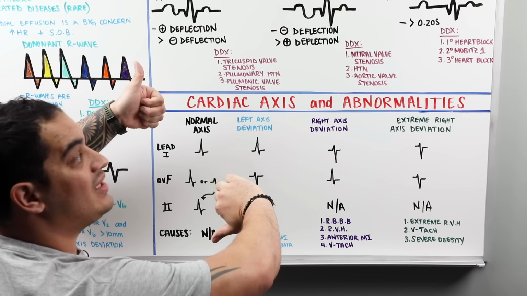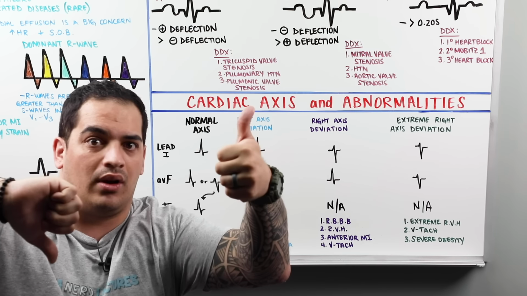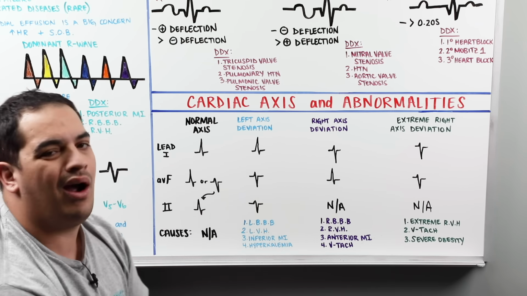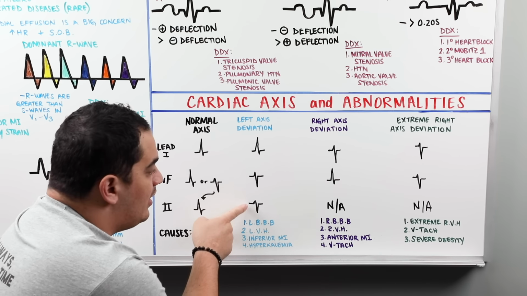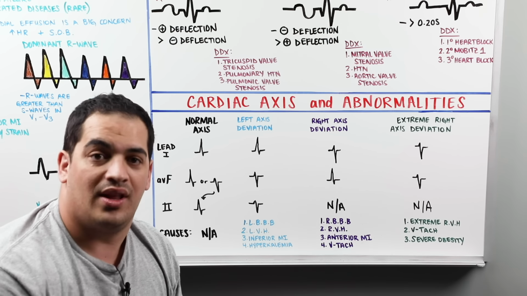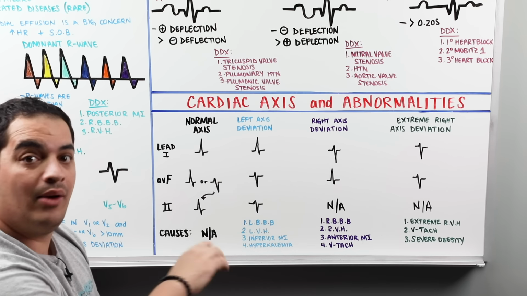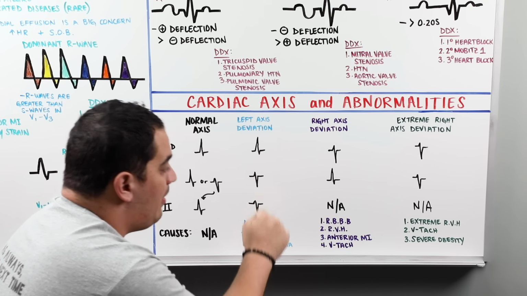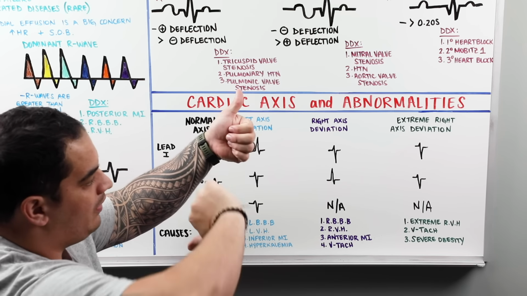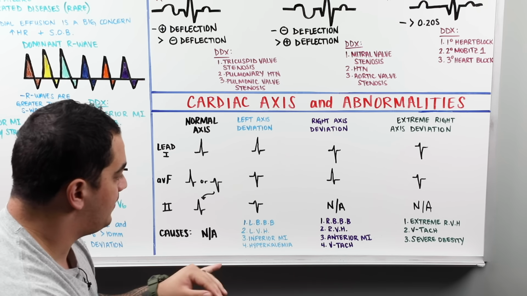So that seems to be left axis deviation, but what do you always have to check whenever you have lead 1 up, AVF down? Check lead 2. What's lead 2 look like? It is primarily an S wave, a negative deflection there. So that is left axis deviation. If it was upright, primarily the R wave was up, it would be normal, but it's not. There's a primary negative deflection there. So lead 1 up, AVF down, check lead 2, it's also down, left axis.